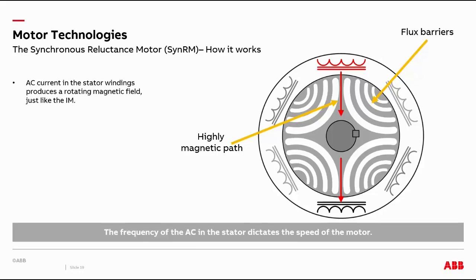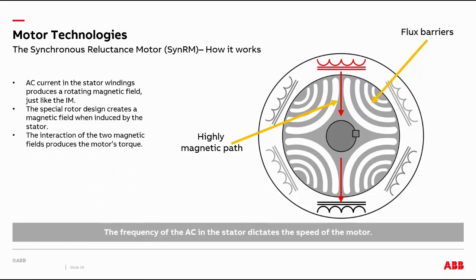Once the AC current is applied to the stator, it produces a rotating magnetic field just like the induction motor. Because of the special rotor design, it creates a magnetic field when induced by the stator. And the way it does this is by allowing the greatest magnetism to flow across the steel path and follow the rotating magnetic field. The white air gaps or flux barriers don't allow an easy path for magnetism to flow. This reduces stray magnetism.